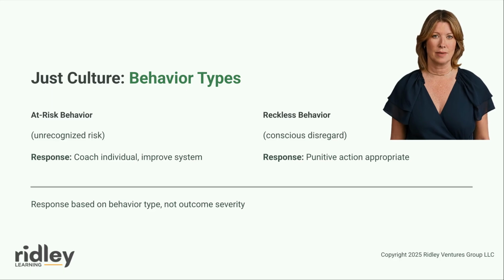The second type of behavior is at-risk behavior, which is a behavioral choice that increases risk, where the risk is not recognized or is mistakenly believed to be justified. This often manifests as a shortcut. For example, a nurse skips the barcode scanning step just this once because the system is slow and the patient is in pain. The just culture response is to coach the individual, helping them to see the risk in their behavior.